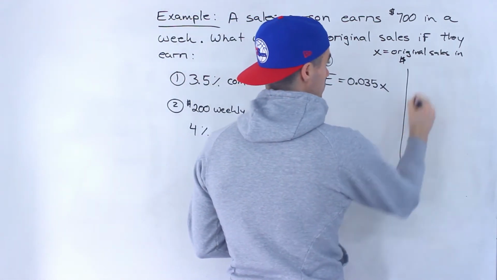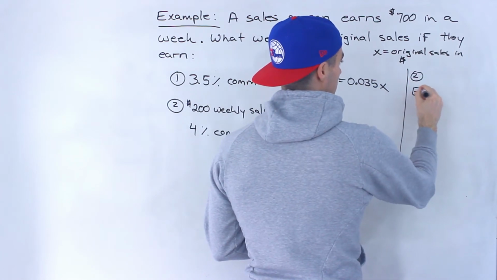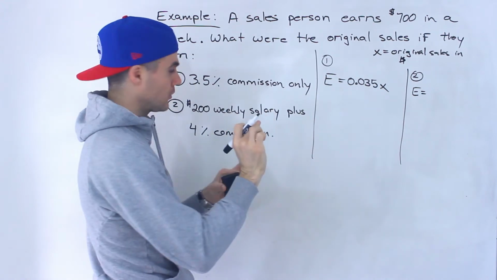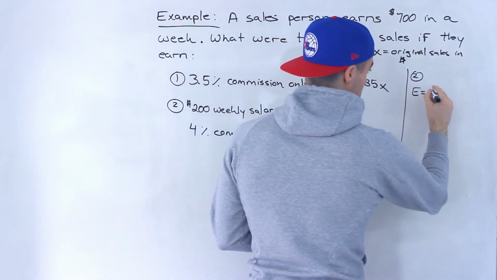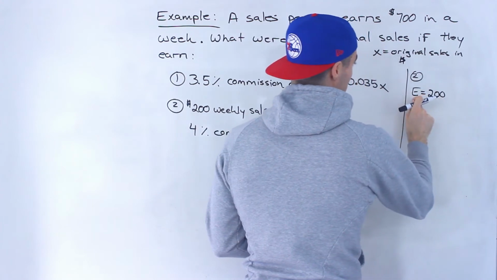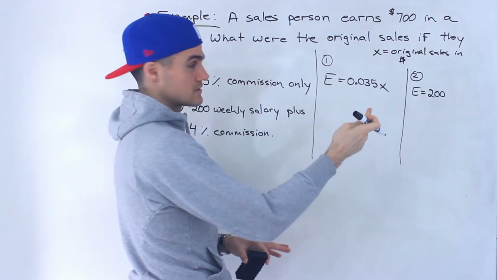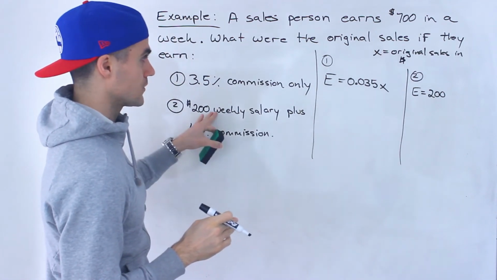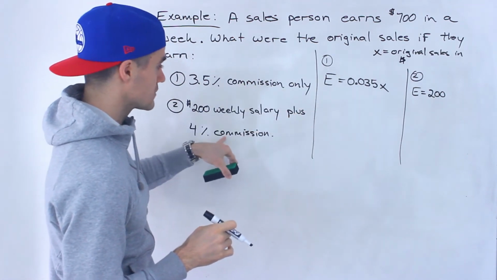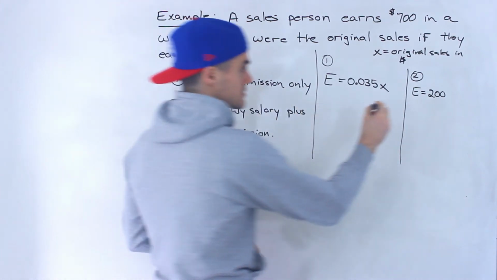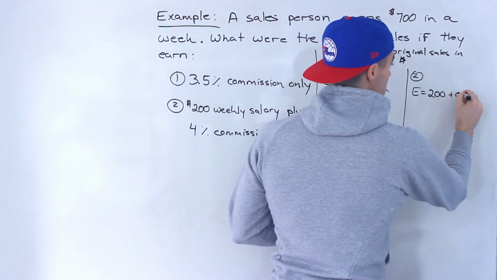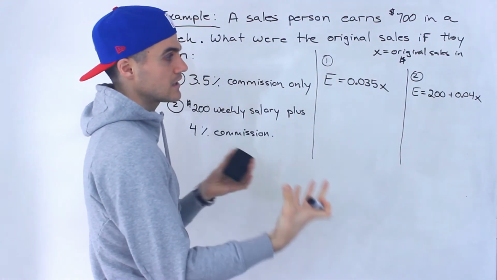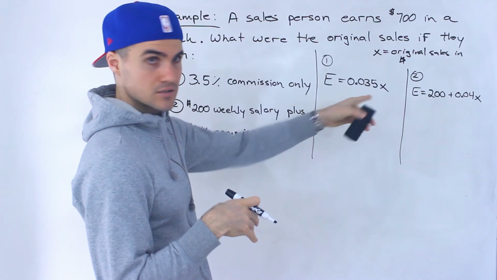Now for number two, what would be the function? Well, now they're getting a $200 weekly salary. So there's a fixed component there. So they're getting $200 per week. By the way, this E here is the weekly salary, because notice we're talking about a week this whole time. So $200 per week plus 4% commission of the sales. So 0.04x, like that. So whatever sales they make, they get 4% of that plus $200 in a week.